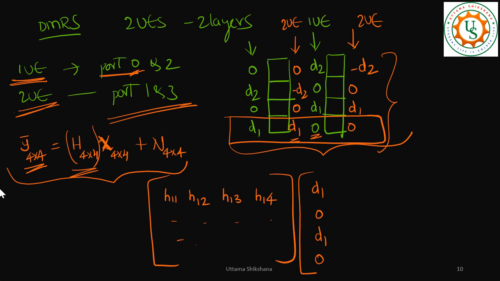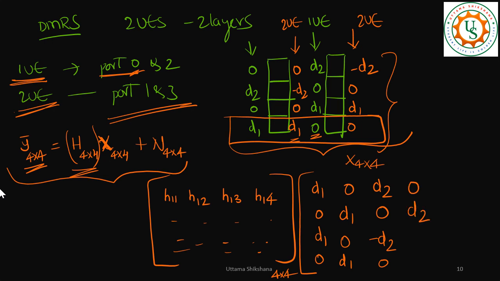if we write for all the others, we will get a 4 cross 4 matrix, but I am interested in this pilot matrix, 4 cross 4. How does it look? Similarly, if we write for all the subcarriers, how does it look? 0 d1 and 0 d1. How about the other one? d2, 0, minus d2, 0. Then 0, d2, 0, minus d2.